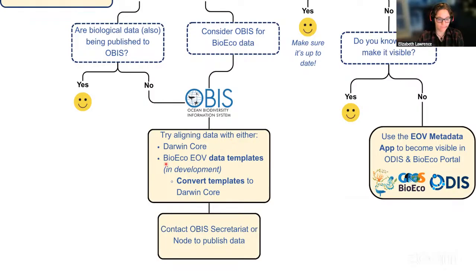And we're also working on some EOV specific data templates. So this is in development through the BioEco Ocean project and within OBIS to make it a bit easier to convert those into Darwin Core. But if you don't know where to start, or if you've already kind of gotten started, we recommend contacting the OBIS Secretariat or an OBIS node, and they'll help you get over the finish line no matter where you are in that process.